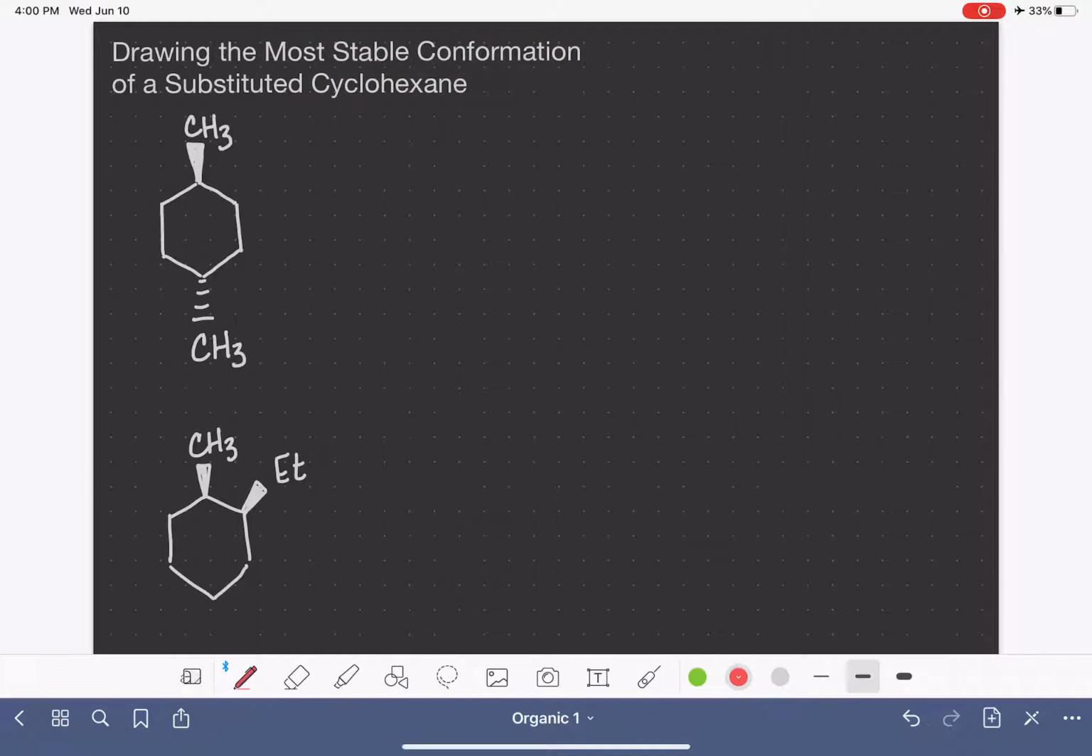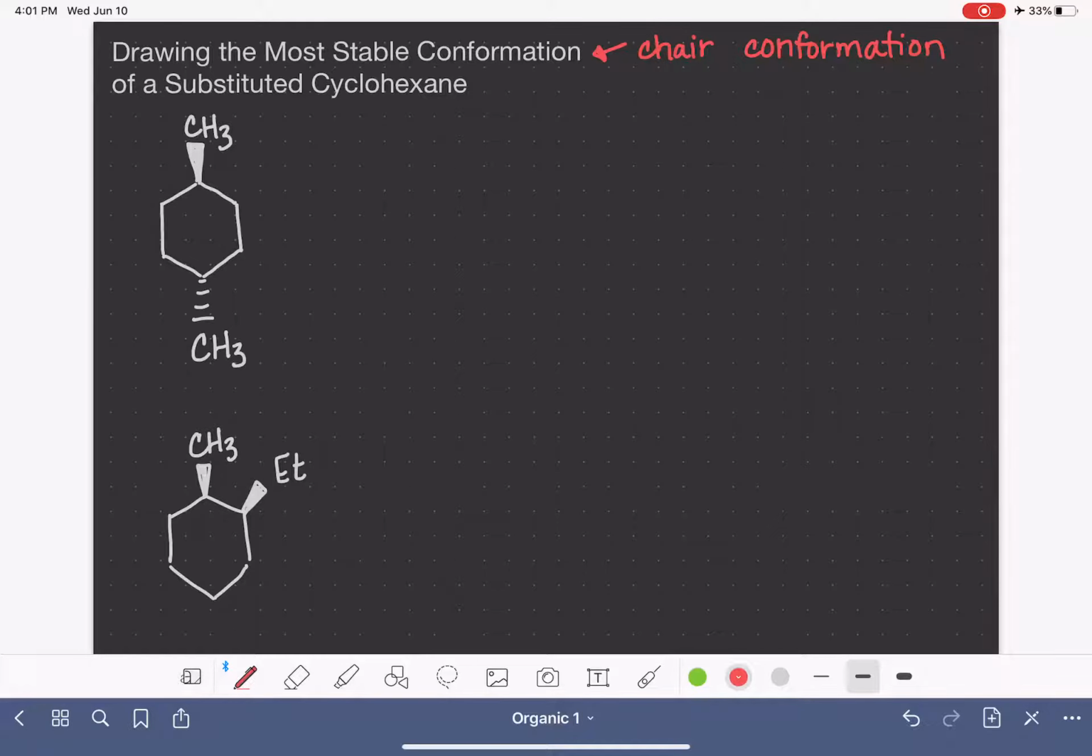So before we jump into that, when you are being asked to draw a conformation of cyclohexane, that is your chemistry instructor's way of hinting to you that you need to draw cyclohexane in its chair conformation. You cannot use line notation to represent a stable or any type of conformation at all. So when you see the words draw the most stable conformation, you have to draw a chair.